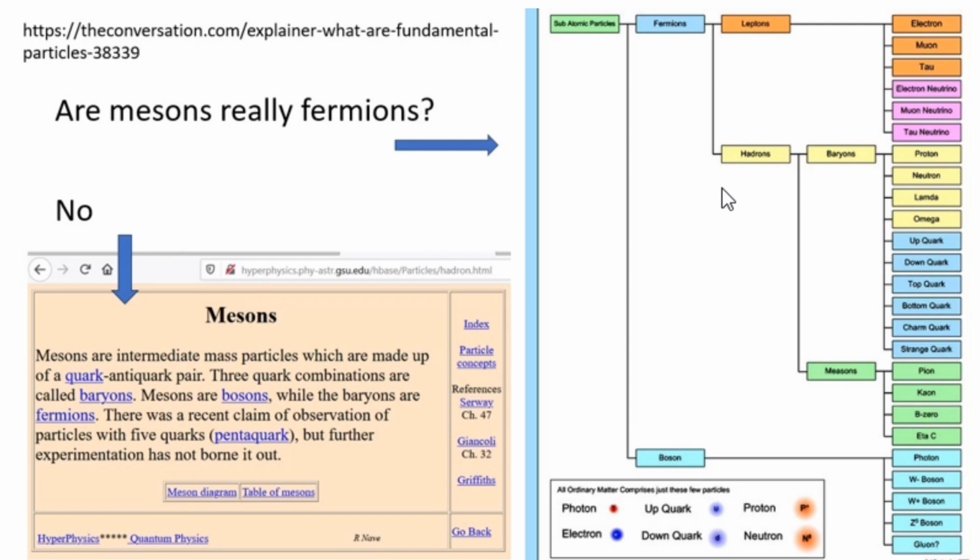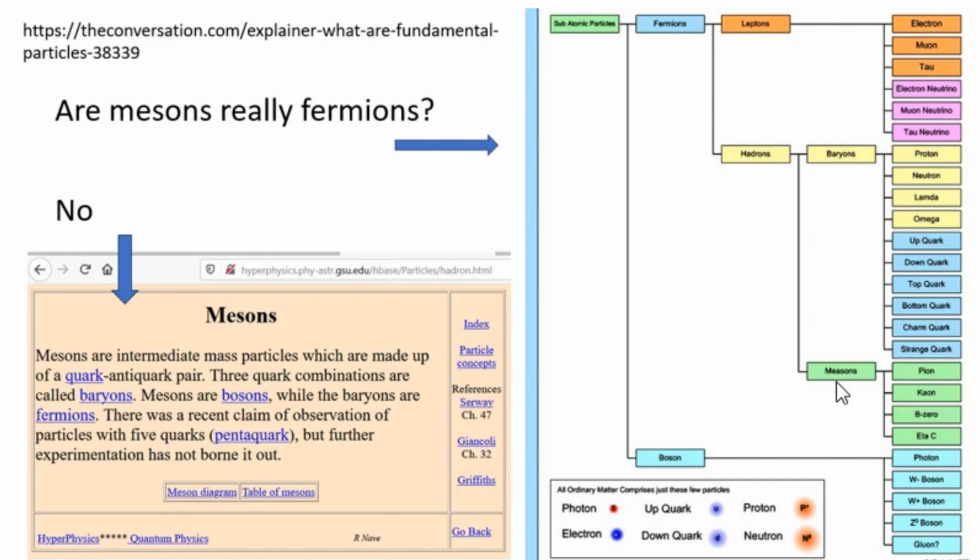For example, there's a website whose address you can see here that has a graphic that shows that mesons are hadrons, which they are, since hadrons are particles made up of quarks, and mesons are made up of two quarks. And you can see that hadrons are fermions, which have half-integer spins. But wait a minute, mesons have integer spins. Wouldn't that make mesons bosons?